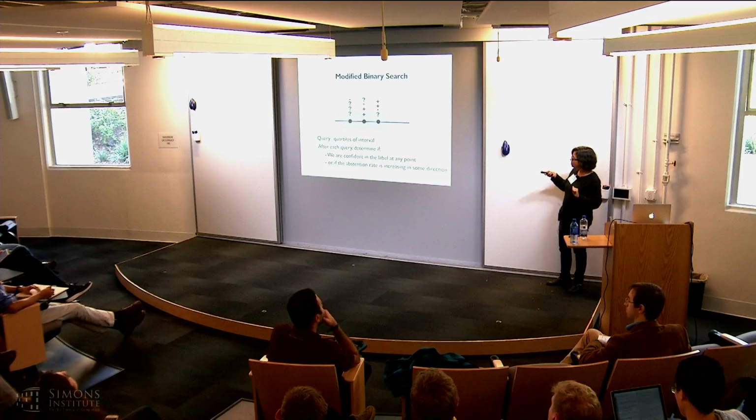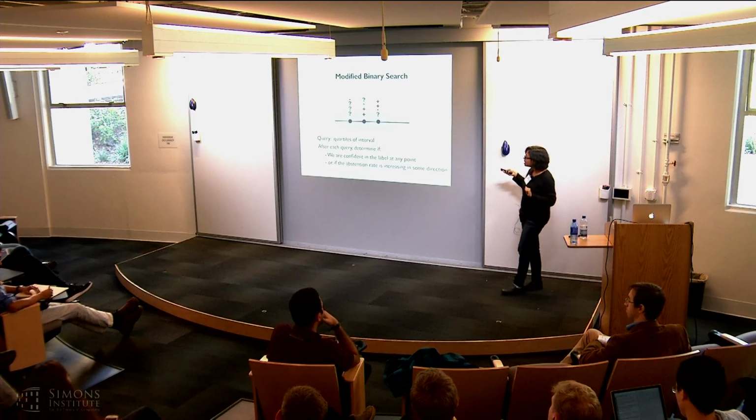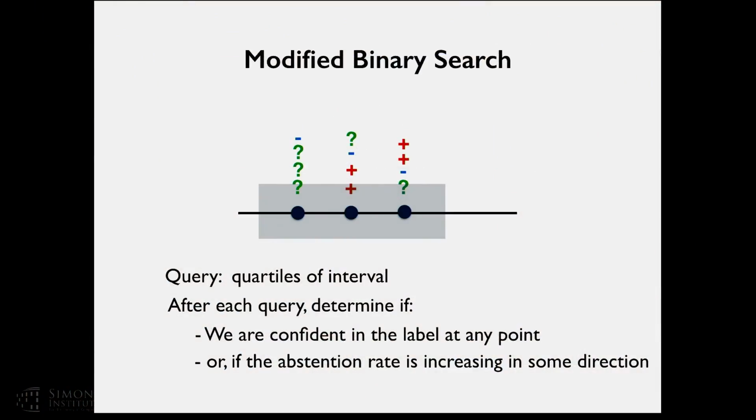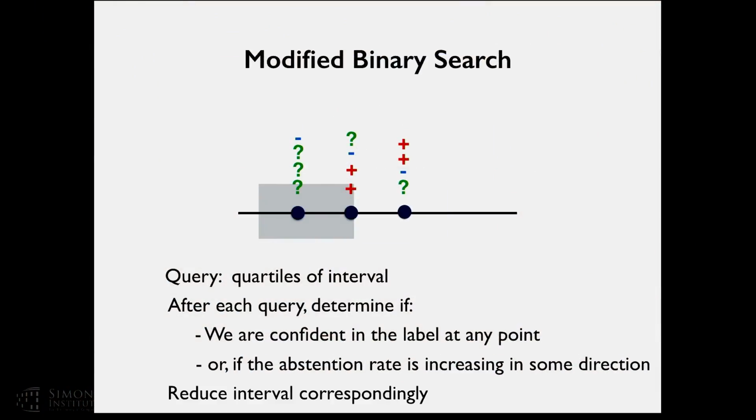So you can determine if we are confident in the label at any point or if the abstention rate is increasing in some direction, and based on this, you can truncate. And so coming back to the question of why we need three: the reason is if we want to determine the direction in which the abstention rate is increasing, with one query we can't really figure that out. With two, what could happen is these could have the same abstention rate because it went up in the middle. So that is why we need three.